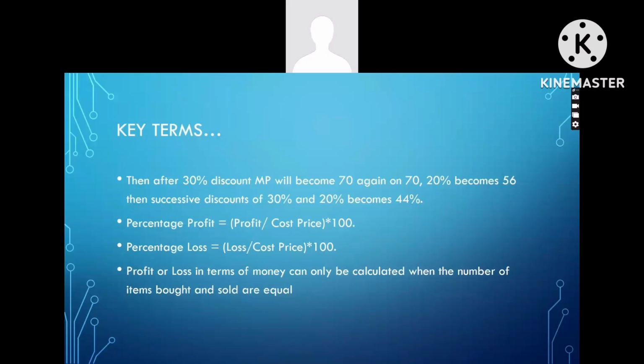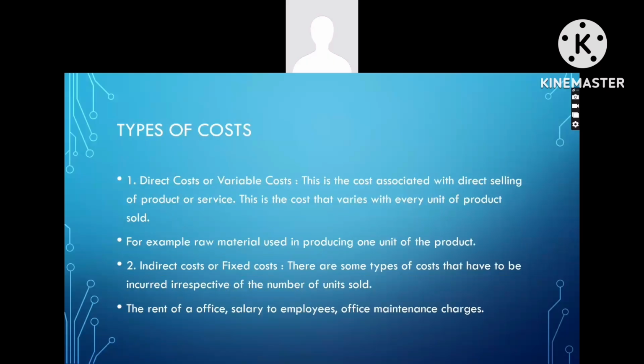Then percentage profit equals profit by cost price into 100. Percentage loss equals loss by cost price into 100. Profit or loss in terms of money can only be calculated when the number of items bought and sold are equal. Next comes types of costs.